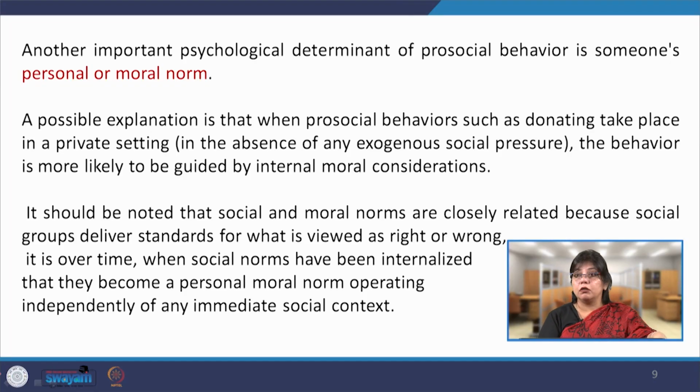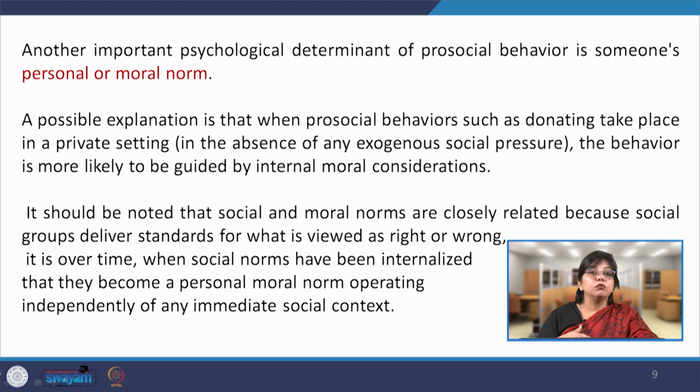The other factor is personal or moral norm. We are helping or donating some money to an organization. Since we have internalized the concept of social responsibility, there will be a point of time where we donate, and at the same time we do not feel any pressure of the society and automatically engage in such kind of altruistic behaviors.